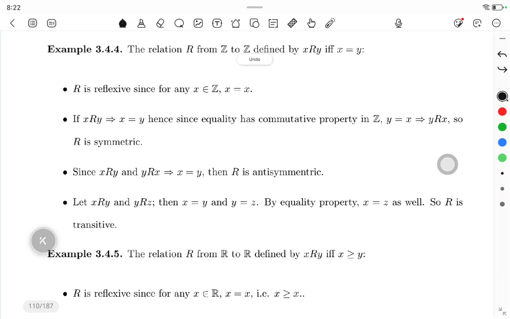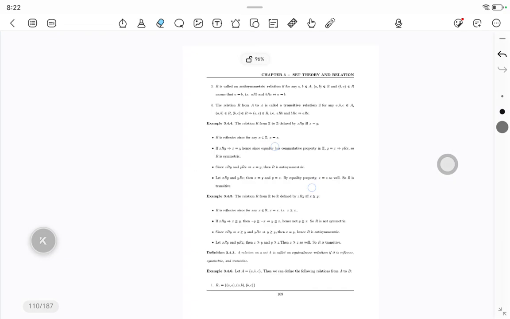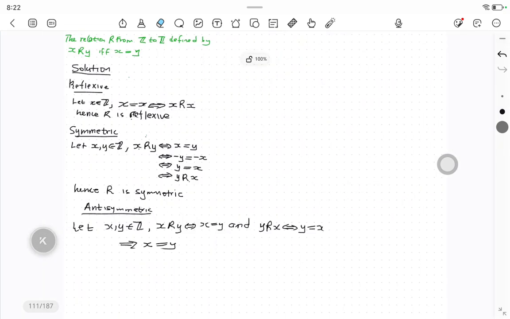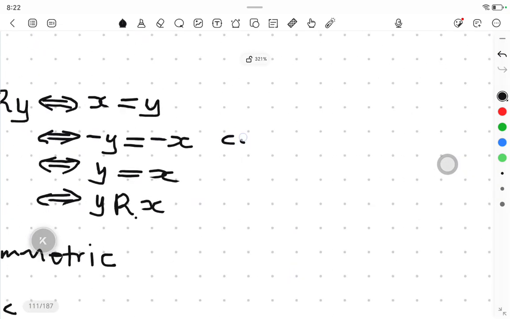And if we check the symmetric, they say that if x is related to y, this means that x is equal to y. Hence, since equality has the commutative property, that is what I applied there, we can arrive where we say that y is equal to x, which means that y is related to x. So R is symmetric. We arrived there by showing calculations, where I showed all the steps of how I arrived there. So what I did here, I applied the commutative property.